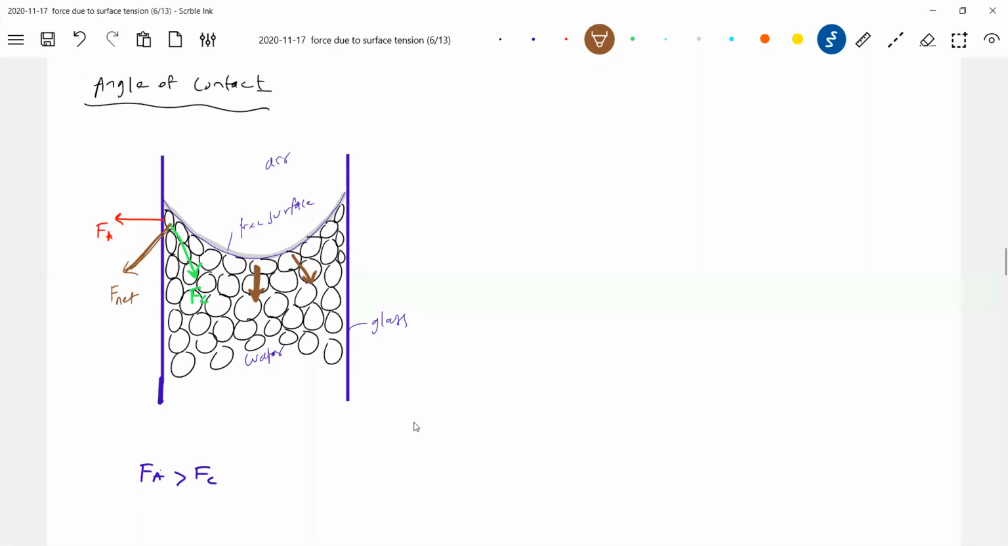And what about the free surface here? The net force here will be like this, and the net force here will be like this, and the net force will be like this here. This is the resultant of the cohesive and adhesive force, and based on that, the free surface will align perpendicular to the net force.